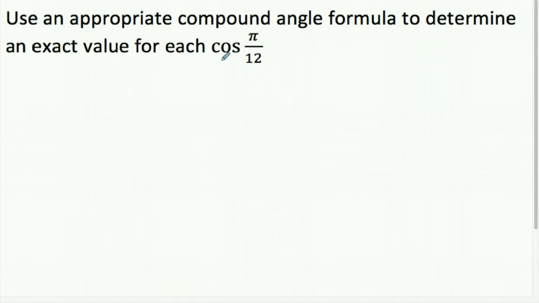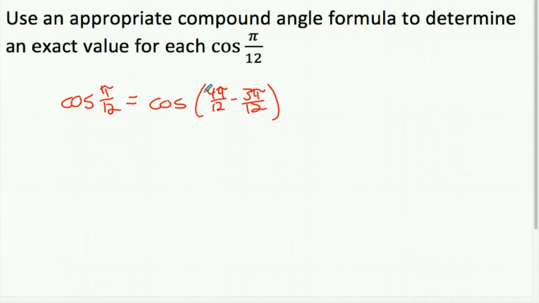So for example, cos pi over 12. I can get an exact value for this, so not an approximate decimal, but an exact value, if I rewrite this as 4 pi over 12 minus 3 pi over 12. This subtraction is equivalent to pi over 12. 4 pi over 12 minus 3 pi over 12 is 1 pi over 12, so I've made an equivalent expression.